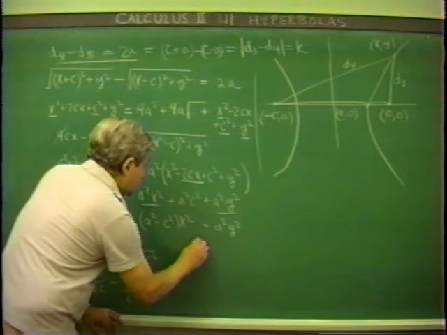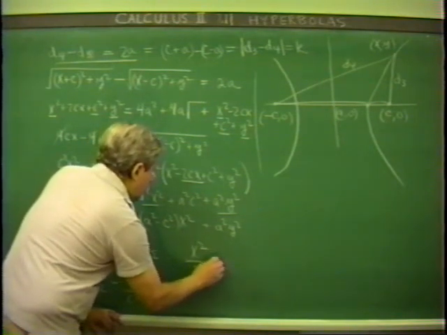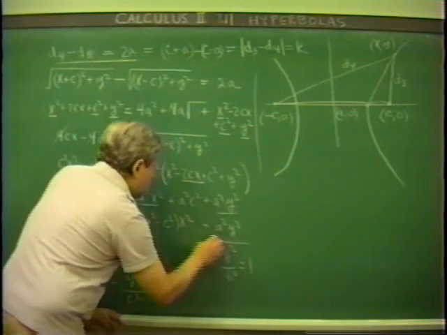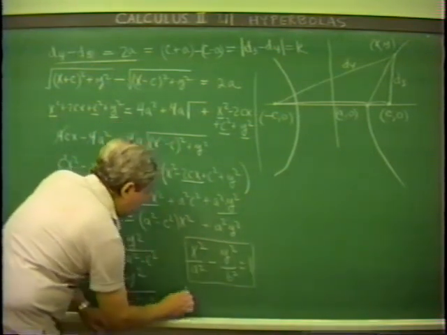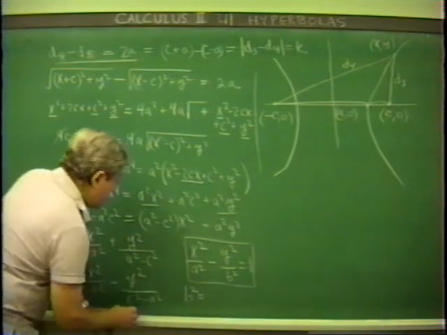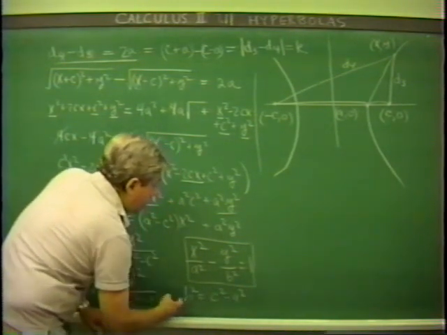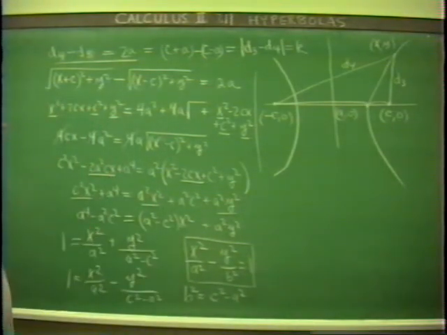minus a squared. Okay? And I'm going to let c squared minus a squared be equal to b squared, so that finally here I get x squared over a squared minus y squared over b squared is equal to 1, with b squared equals c squared minus a squared. Or as before, a squared plus b squared is c squared. So this is the same equation that we had before. All right?